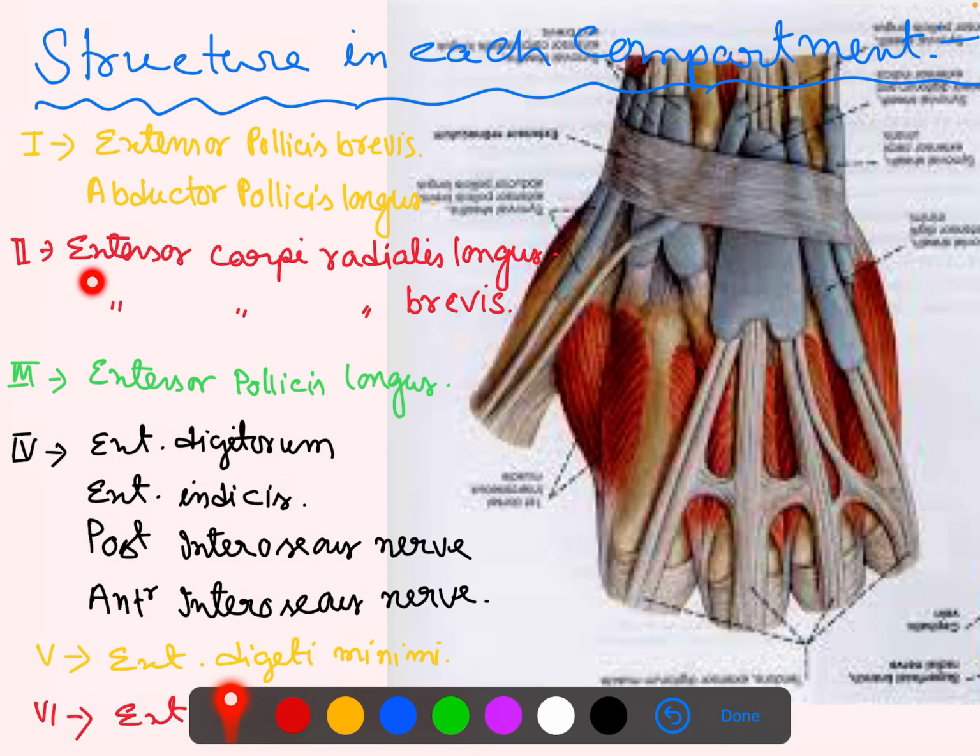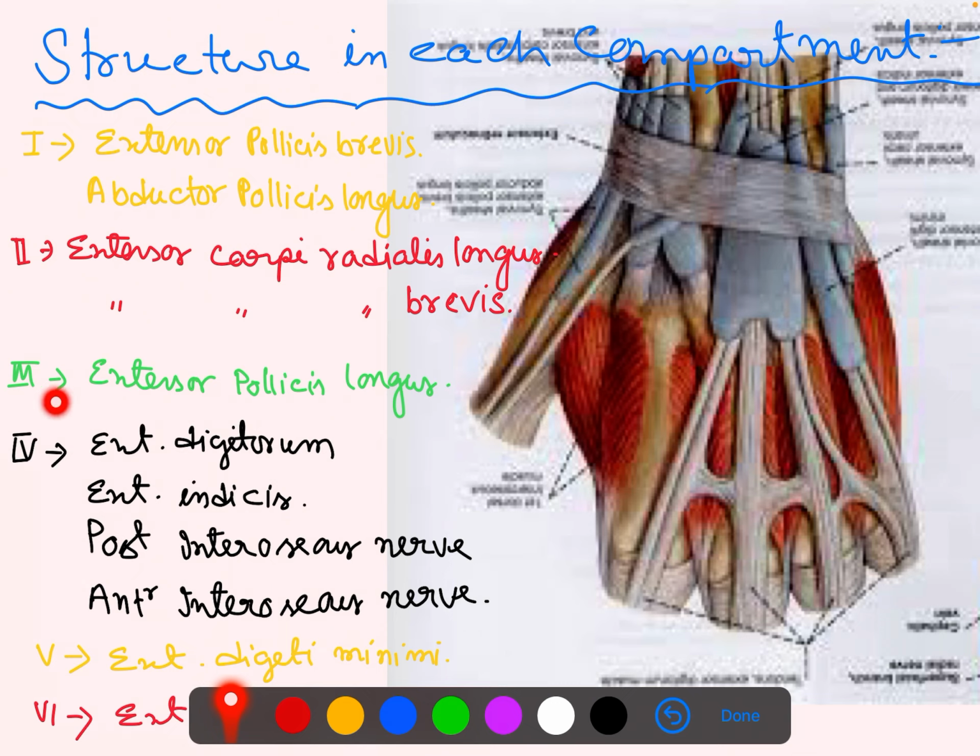In the second compartment, the extensor carpi radialis longus. This is the second compartment. There are 2 components: one is extensor carpi radialis longus and another is extensor carpi radialis brevis.